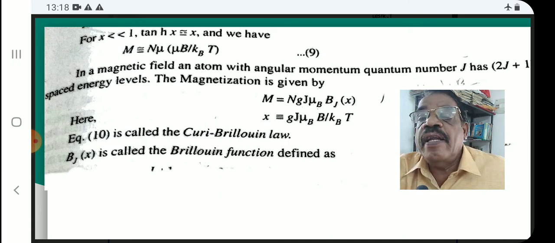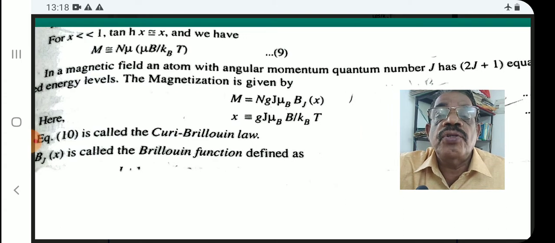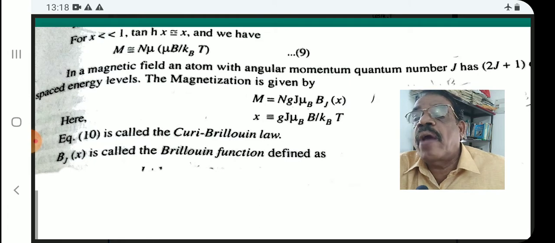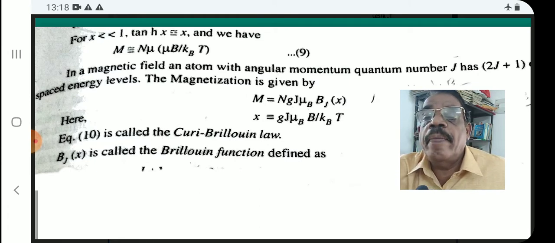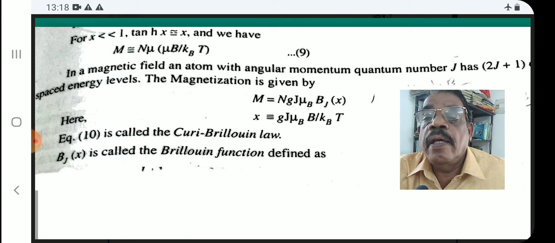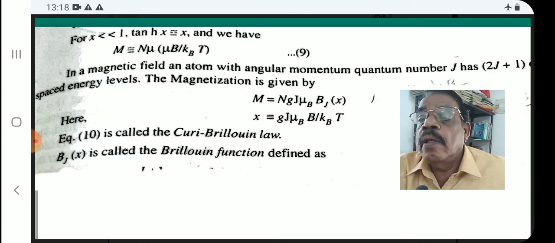In a magnetic field, an atom with angular momentum quantum number j has 2j plus 1 equally spaced energy levels. The magnetization is given by M is equal to n g j mu b into a function Bj(x). Here x equal to g j mu b into B by kbT. Equation number 10.